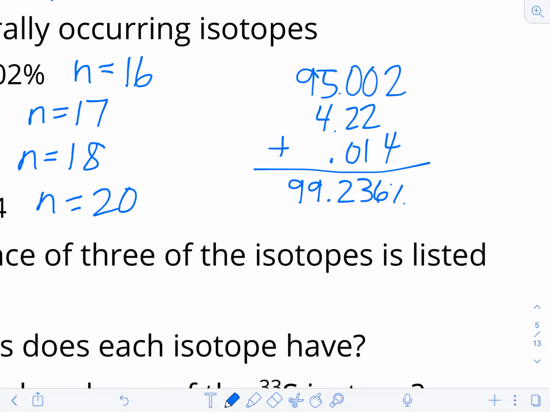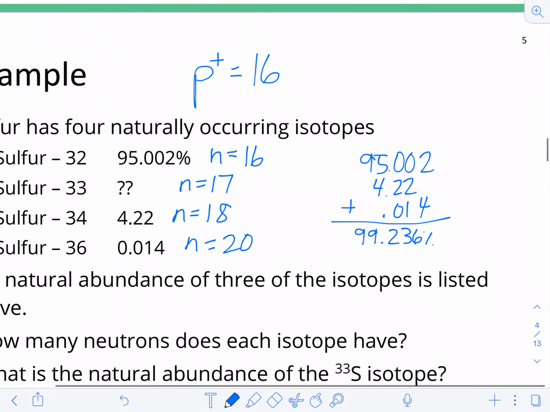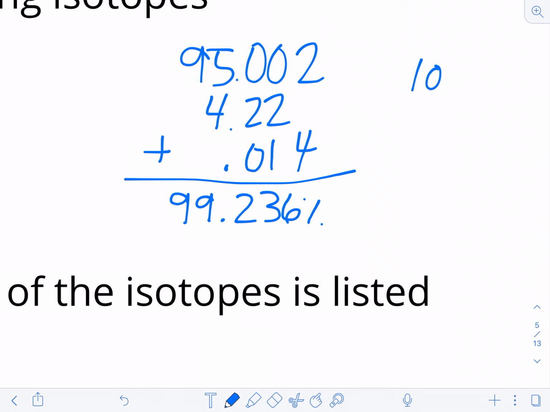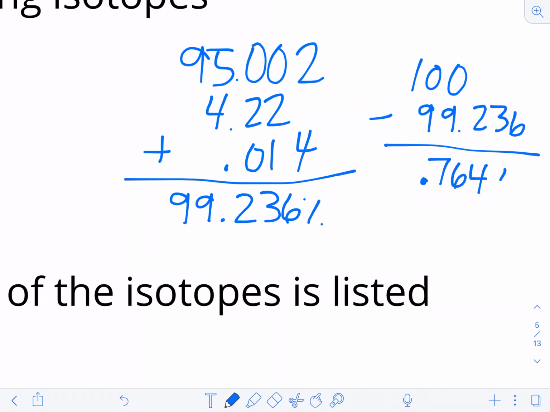99.236%. All right, so that's what all of the other isotopes together are. Since I'm looking for this missing one, all I'm going to do is take 100, because I know that all percents add up to 100, minus this 99.236. So whatever's left over must be sulfur-33. And I end up getting 0.764% is sulfur-33.